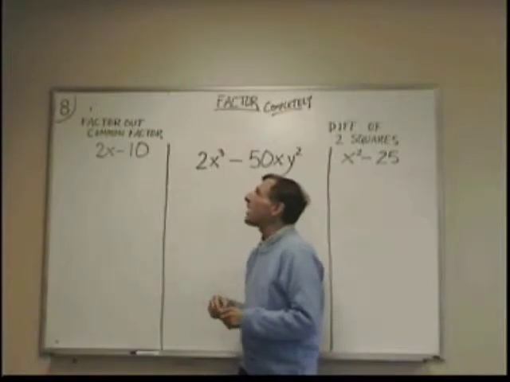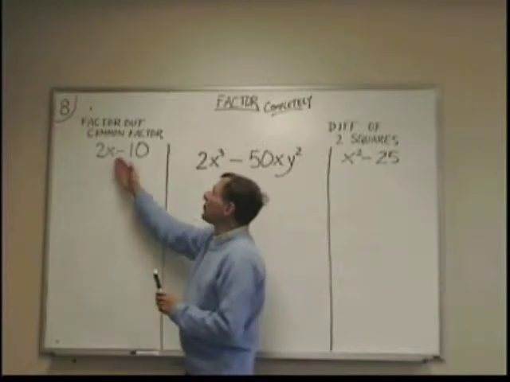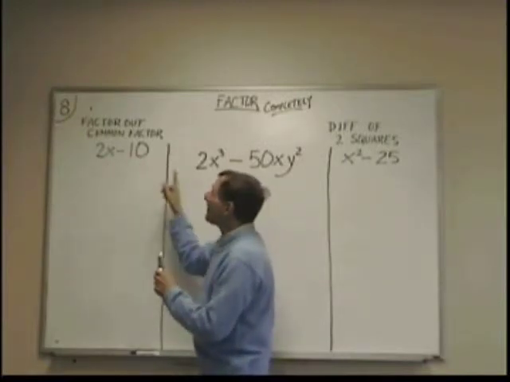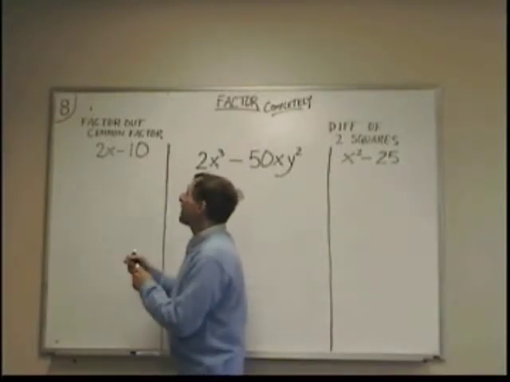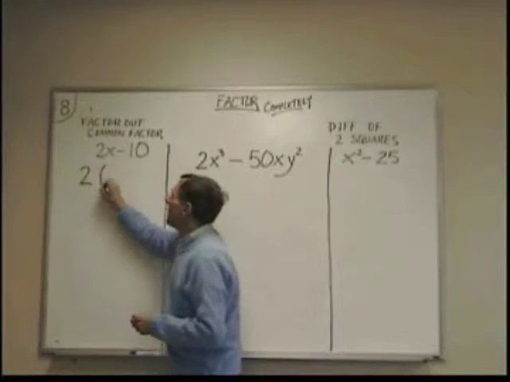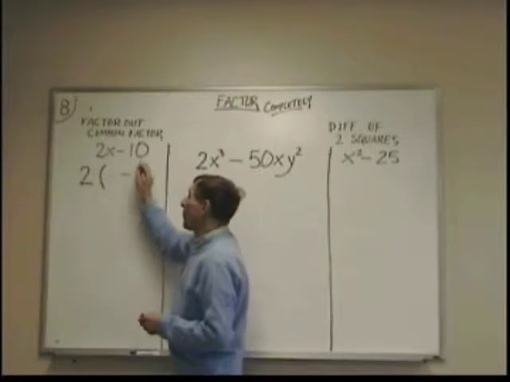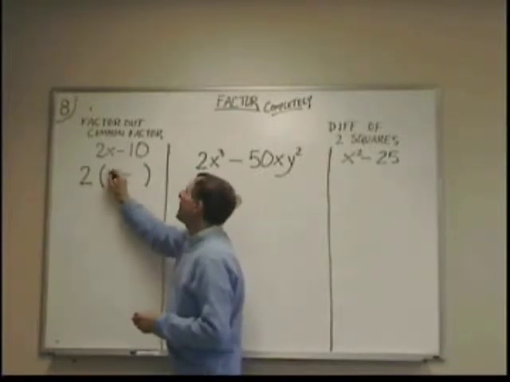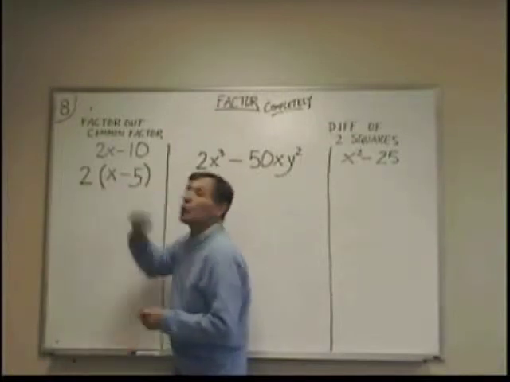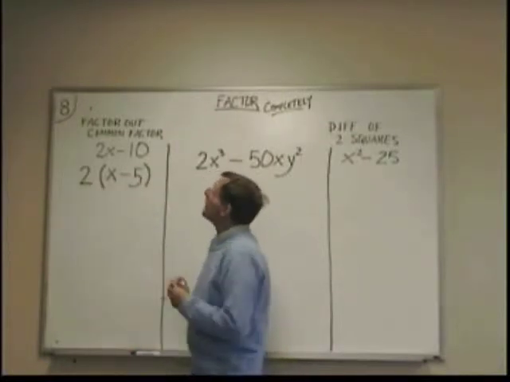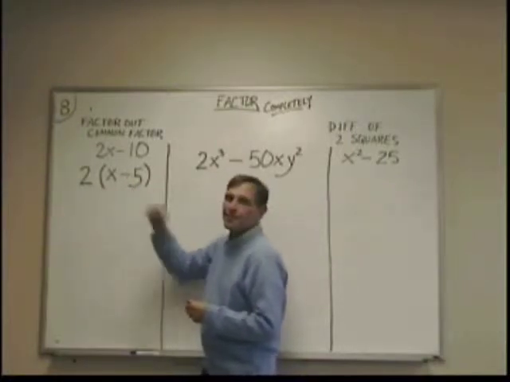Over here I have a problem where you're going to factor out the common factor. I have 2x minus 10. I see what's in common in both parts of the sign, and that's 2, leaving me with x, because I divide 2 into both sides of that sign, x minus, bring down the sign, and 10 divided by the 2, which I pulled out, 5. So this is factored as 2 parentheses x minus 5.